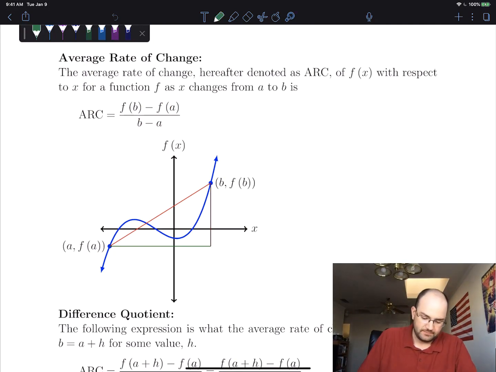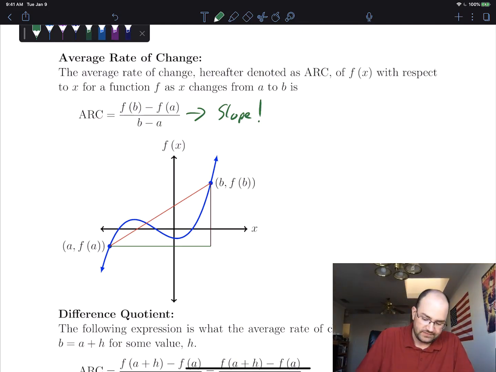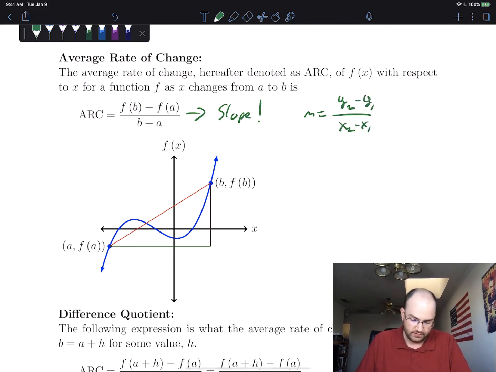Now here's the thing. This is no different from slope. It's just the slope. That's all it is. So a slope is quite literally an average rate of change. That's it. And remember, slope, m equals y2 minus y1 over x2 minus x1. And slope is going to be extremely important to us, because slope is pretty much everything in calculus.